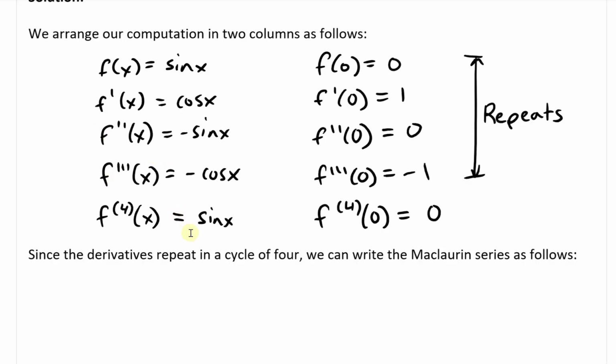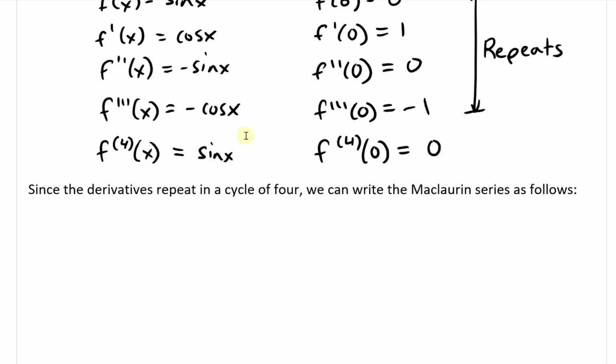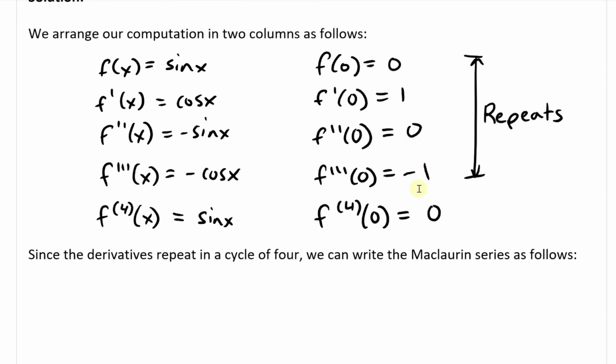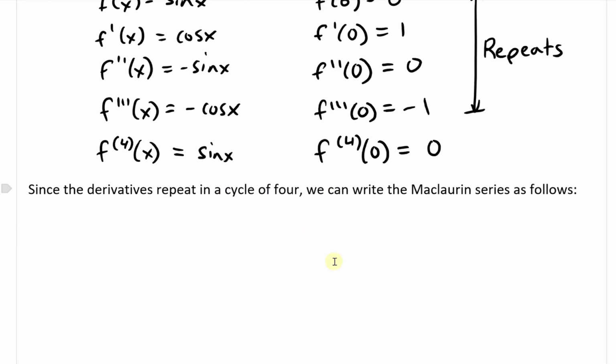Alright, so now since the derivatives right here repeat in a cycle of 4, because remember the derivative goes from sine of x all the way to cos, negative sine, negative cos, and then positive sine. So we're all the way back to where it started. And we have this 0, 1, 0, 1, etc. So since the derivatives repeat in a cycle of 4, we can write the Maclaurin series as follows.